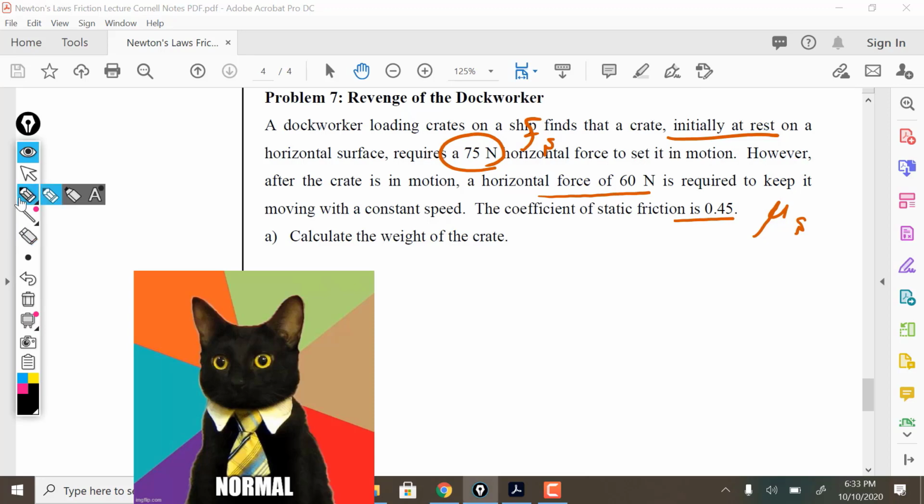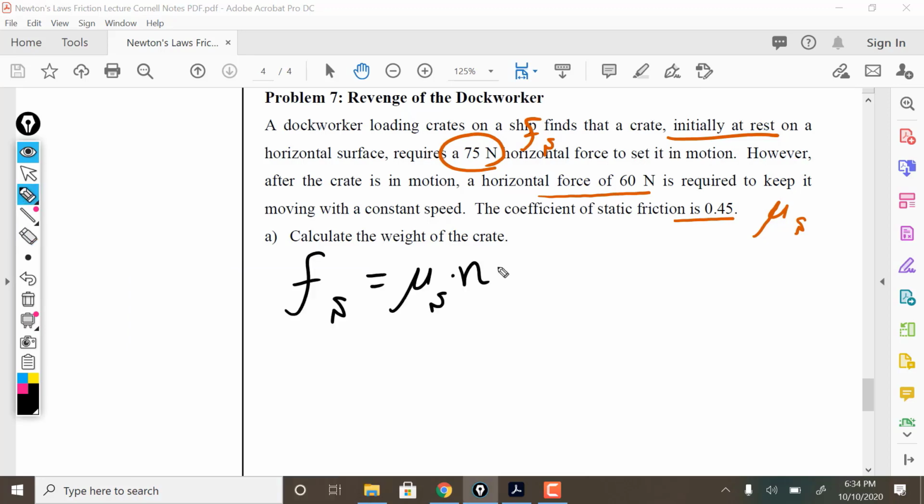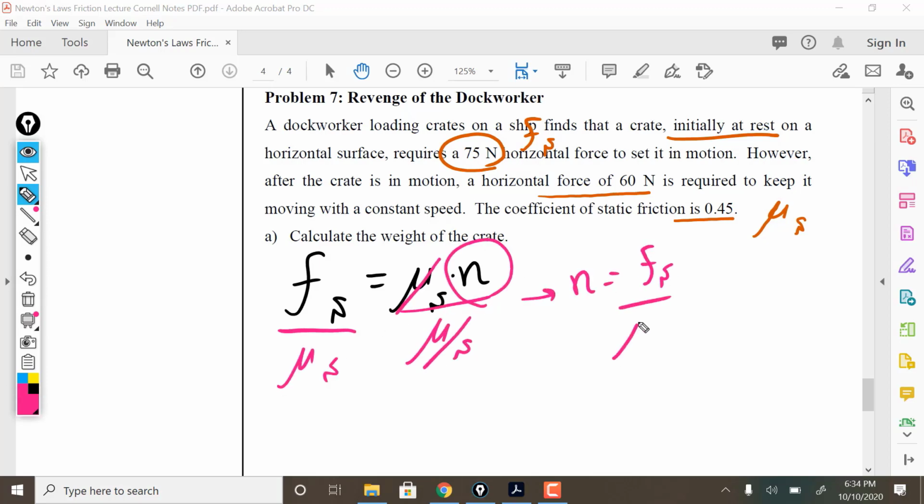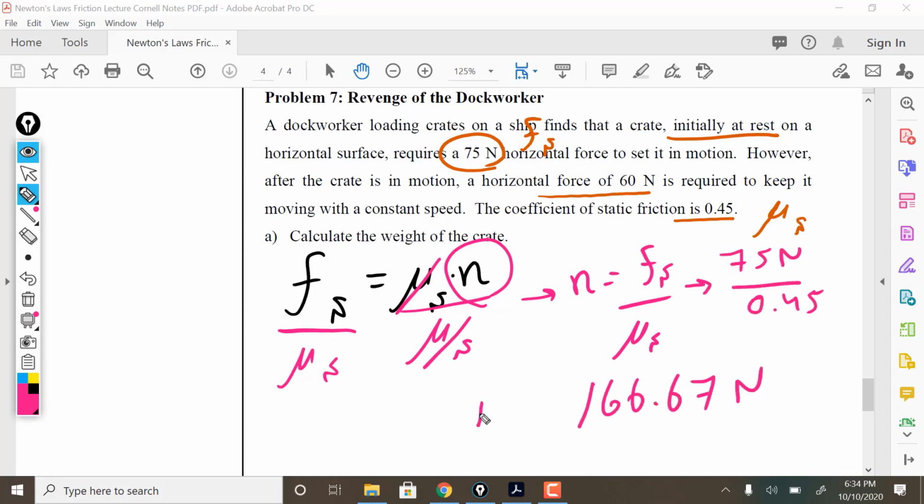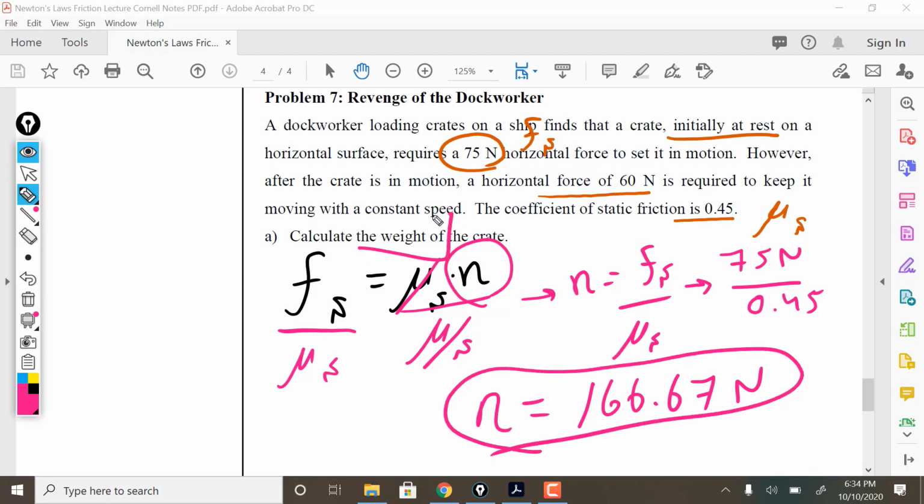What is the normal equal to? Because if I write the equation for friction like that, and then I'm solving for the normal force, that's the normal force though. We're asking for the weight. So how can we justify that the normal force is the weight?